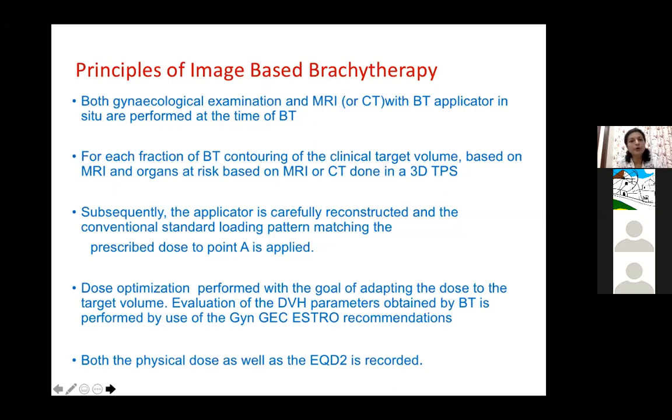So the starting point is always point A, and then you go towards analyzing the DVH parameters and optimizing the plan according to the coverage and the doses of the OARs. So this dose optimization is performed with the goal of adapting the dose to the target volume. Evaluation of the DVH parameters is done using these GEC ESTRO recommendations, and all the doses are expressed in physical doses and 2 gray equivalent doses, which should be recorded.